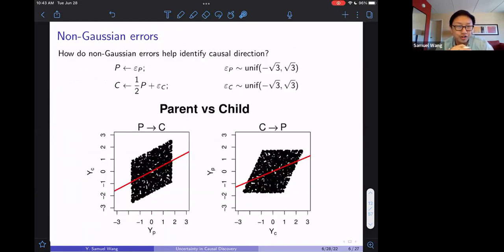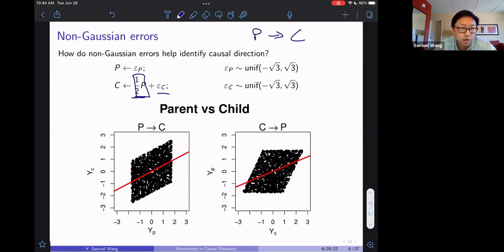Okay, so if you're not familiar with the literature, what I told you might seem like a bit of science fiction, right? So how do non-Gaussian errors help us identify causal direction? How do they help us identify the exact causal graph? Here's a bivariate example to hopefully build a little bit of intuition. In this case, there are two variables, P and C, and the true graph is P is a parent of its child, C. So you can see that C is a linear function of P plus some error term. I should also note that the errors are generated from a uniform distribution.